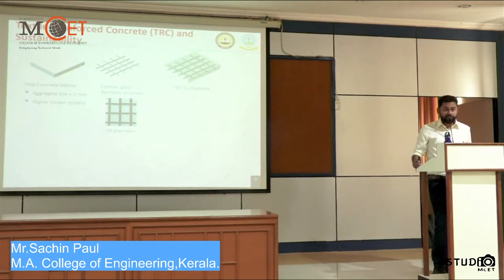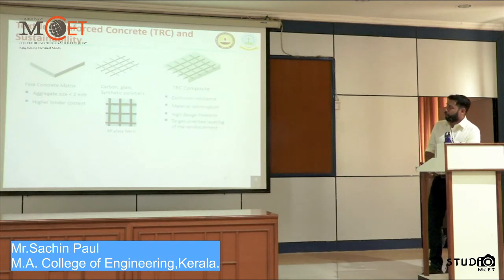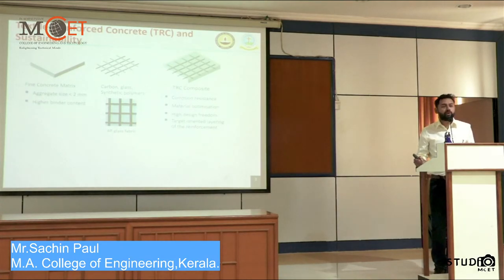So this is what textile reinforced concrete is. You have a non-corrosive two-dimensional grid, an open grid, which is embedded in a fine grain concrete matrix. Since it's non-corrosive, there is no corrosion effect. That means you have very high durability for these materials. Right? So it lasts for a very long time, irrespective of the exposure condition.